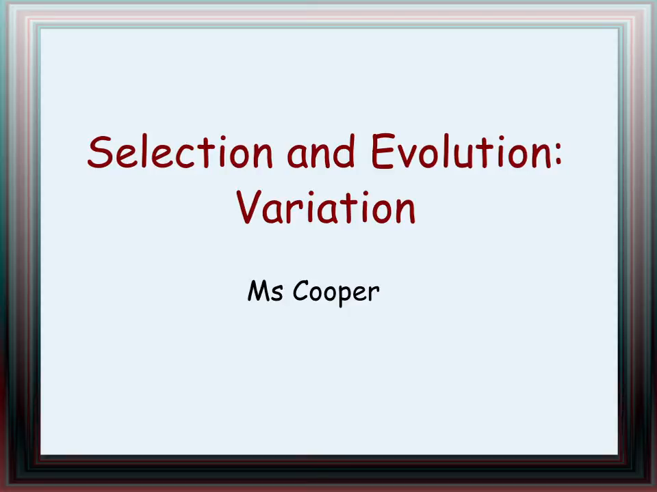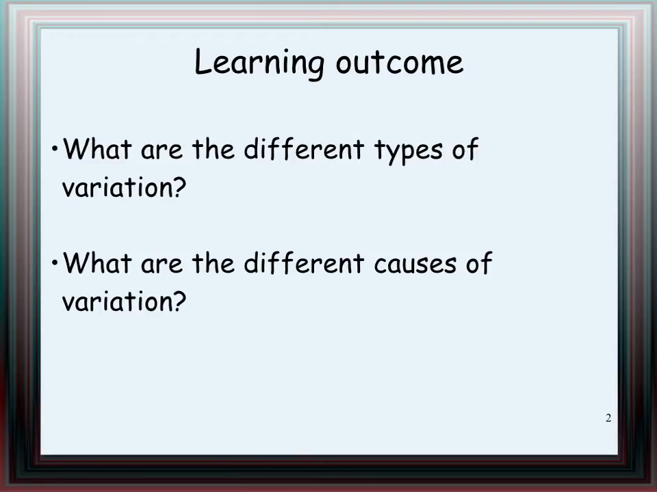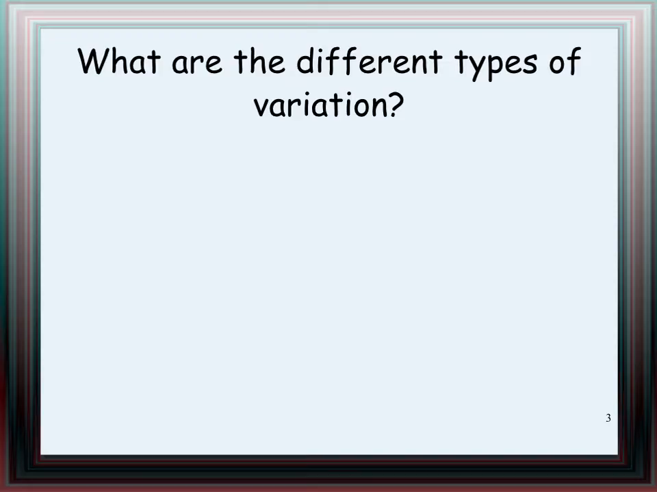In this topic, we're going to look at selection and evolution, variation. So it's a nice short topic. By the end of this chapter, you should be able to answer the questions, what are the different types of variation? And what are the different causes of variation? So let's start off with what are the different types of variation.